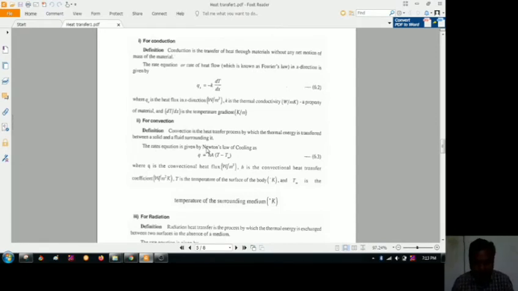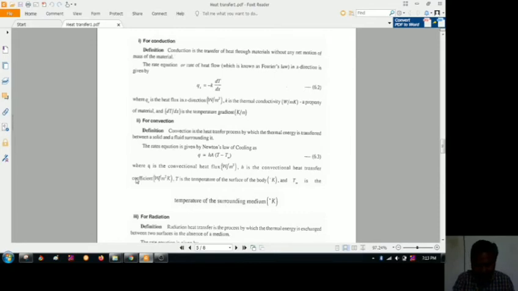Now convection, one more mode of heat transfer. Convection is the heat transfer process by which thermal energy is transferred between a solid and a fluid surrounding it. As I mentioned, in convection advection is also there, but that is the next detailed topic, so we'll stick to convection only. The rate equation is given by Newton's law of cooling. So Q is equal to H into A into the temperature difference, that is T minus T infinity.